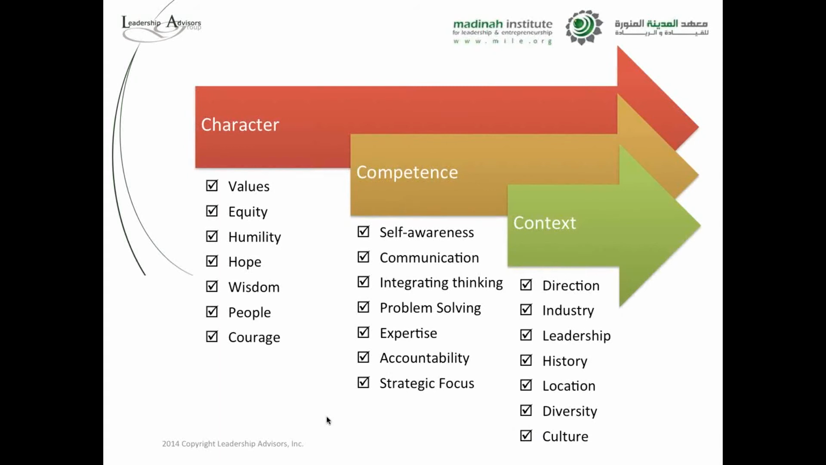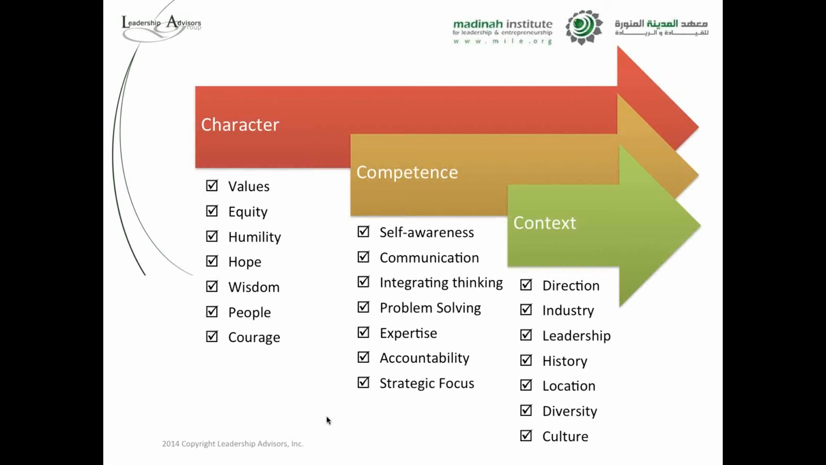So under the heading of character, I've already told you my bias here is that character is the center point of an individual's leadership. We've identified 7 attributes that we believe you should be considering as you apply character to any given situation. I'll just give a very brief description of each one of these. Values is probably self-evident. That is the core beliefs of an individual. Equity is doing the right things even when it's costly and difficult.